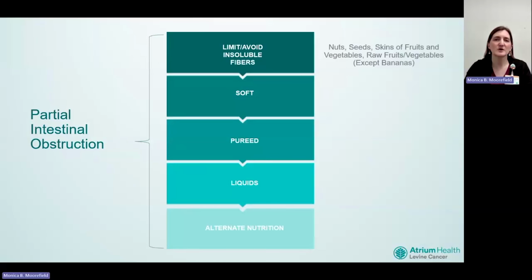And then if you do have a partial small intestinal obstruction, then the first thing that I would do would be to limit insoluble fiber. So that would be like seeds and nuts and skins of fruits and vegetables and raw fruits and vegetables except bananas. If avoiding that diet doesn't help with an intestinal obstruction, then I would follow a soft diet, all the soft consistency, or if that doesn't work, then do pureed diet. If pureed doesn't help, you can't tolerate that, then a liquid diet. And then if you cannot tolerate even liquids, then alternate nutrition, which I'm going to talk about.